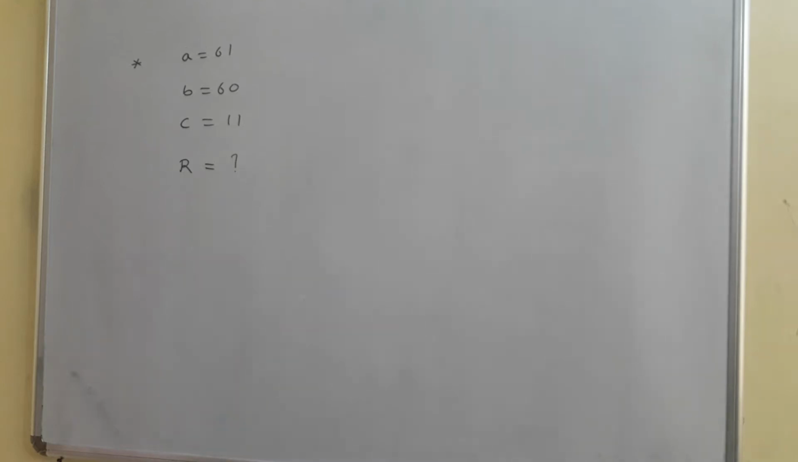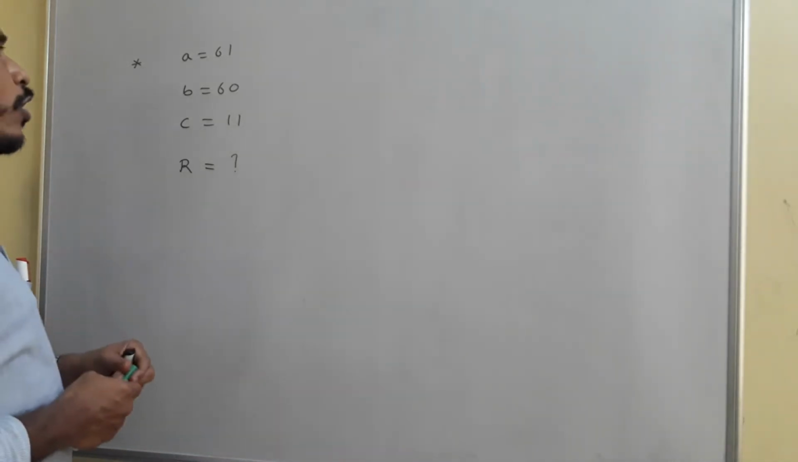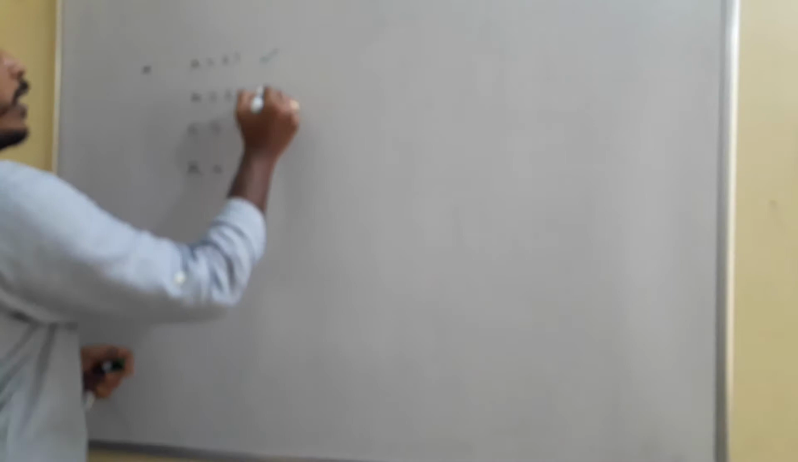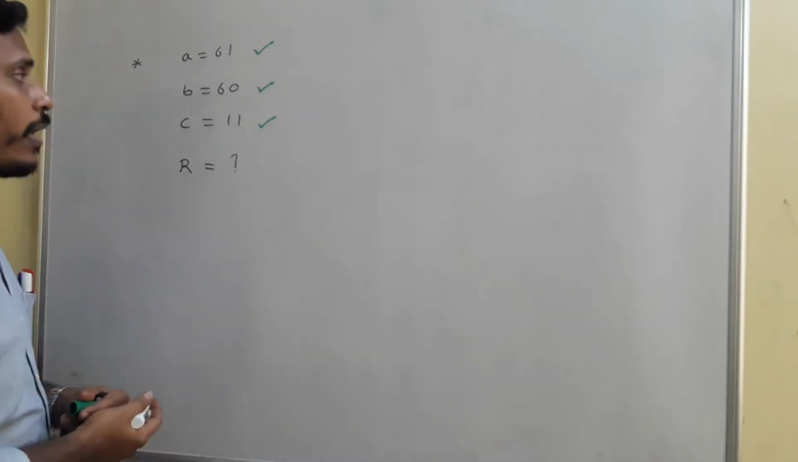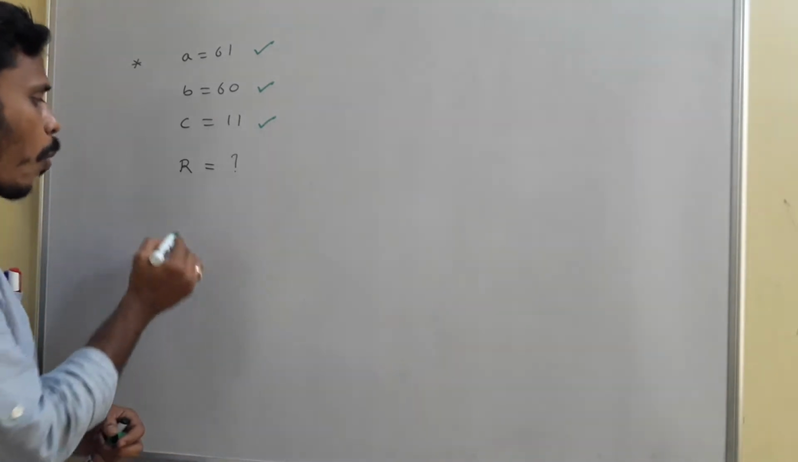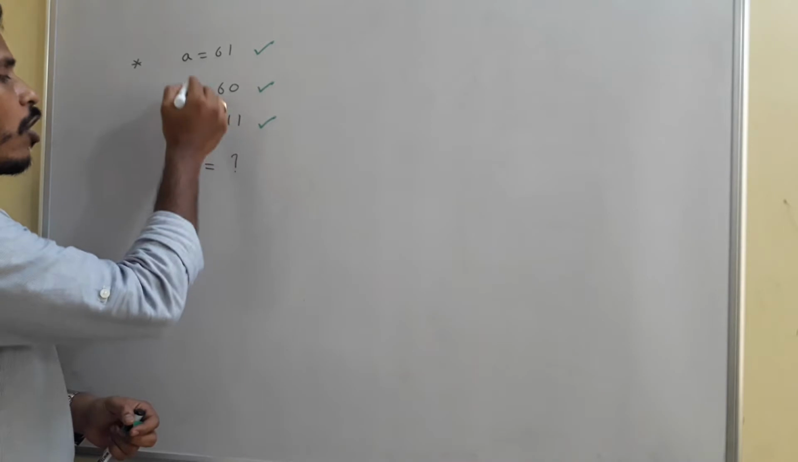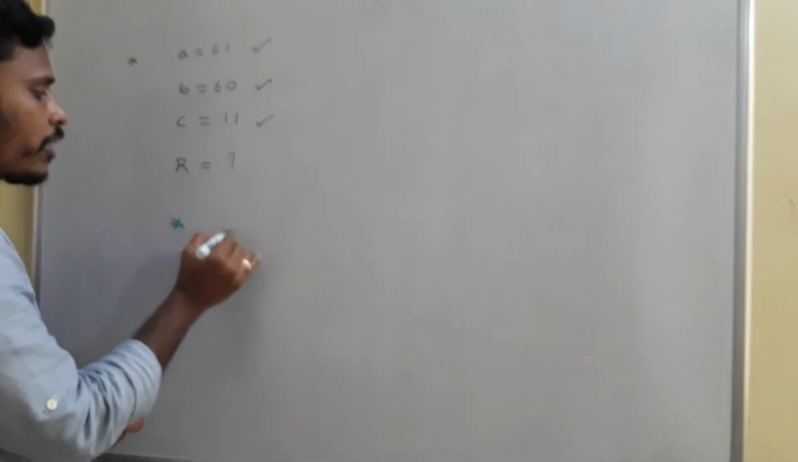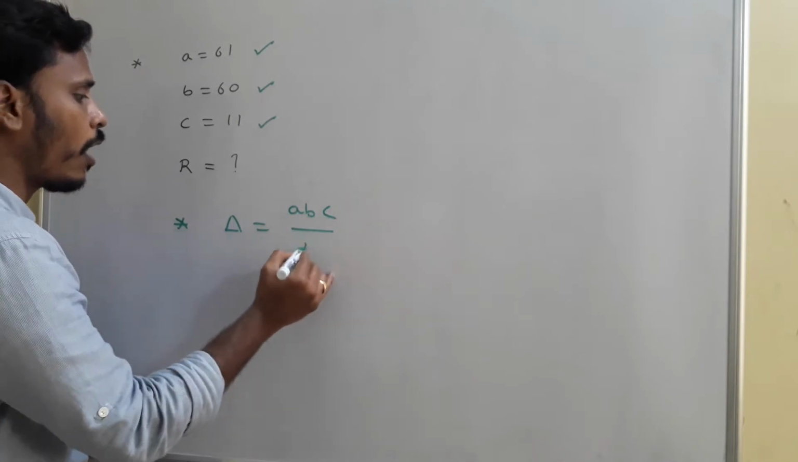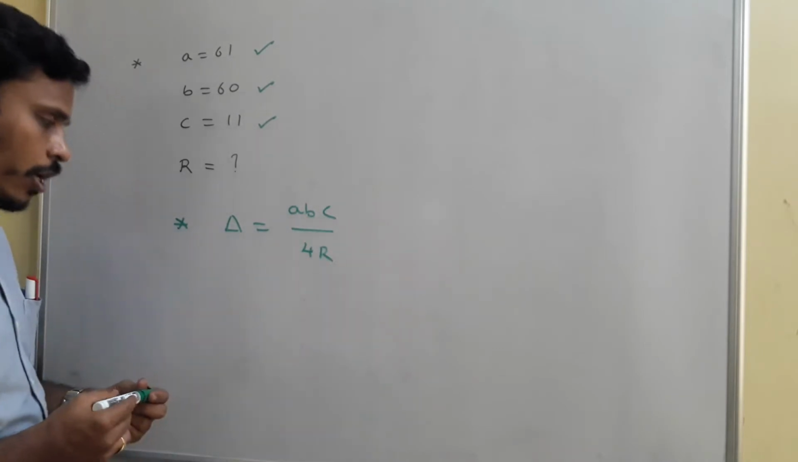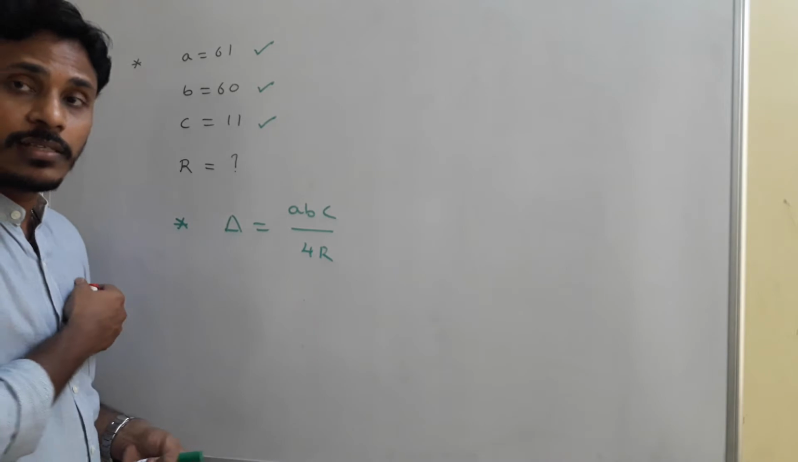Just look at the problem. Three sides are given, okay? A, B, C are given, and we need to find capital R. To find capital R, we have one rule related to the capital R along with the sides. Already we mentioned delta is equal to ABC by 4R. Very important logic, it is helpful in many cases.